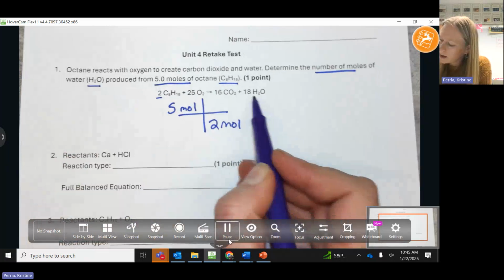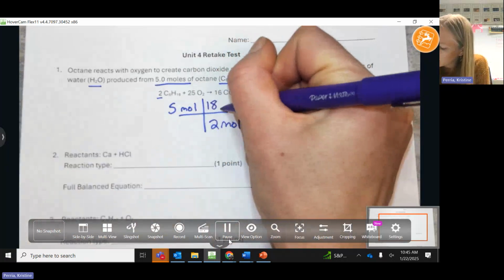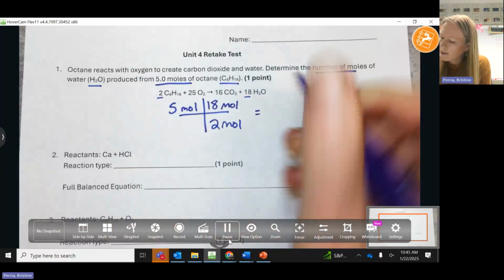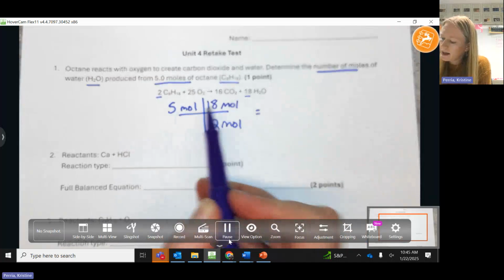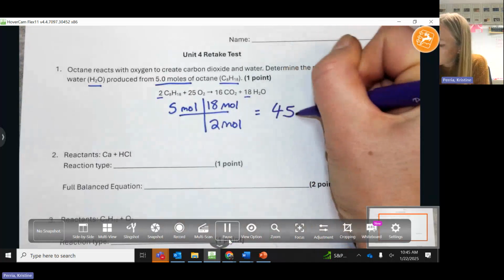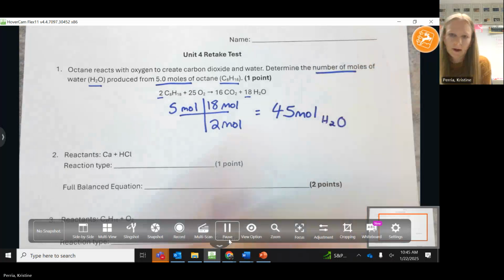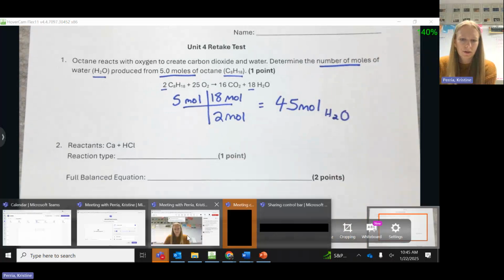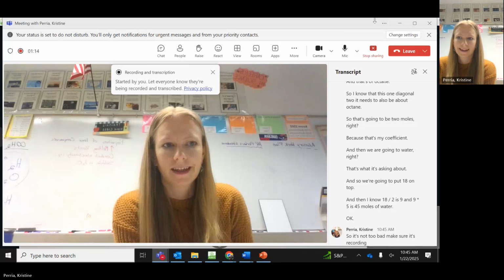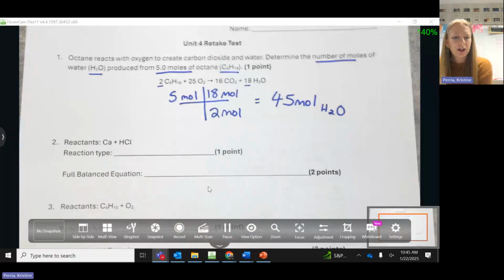And then we are going to water, right? That's what it's asking about. And so we're going to put 18 on top. Okay. And then I know 18 divided by 2 is 9, and 9 times 5 is 45 moles of water. Okay, so it's not too bad. Let me make sure it's recording. It is. Okay, good.